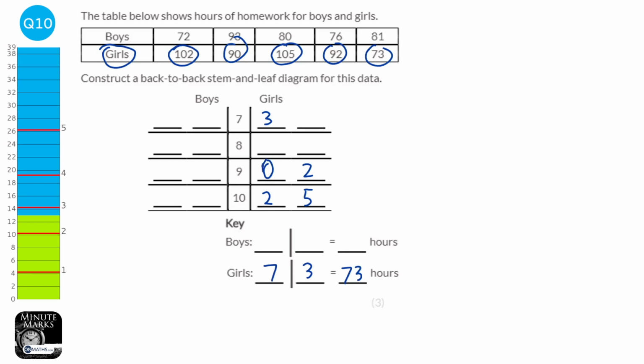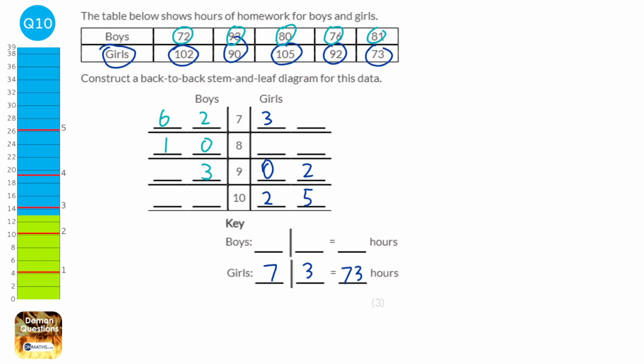Okay, so we're going to do the boys next. I'm going to pick a different colour. Now the boys gets tricky because it's actually the smaller numbers go in the middle. So when we look at 72 and 76, the order will be actually the 2 first and then the 6. Then we've got 80 and 81. So it'd be 80, then 81, and then we've got 93 there, so the 3 will go there.